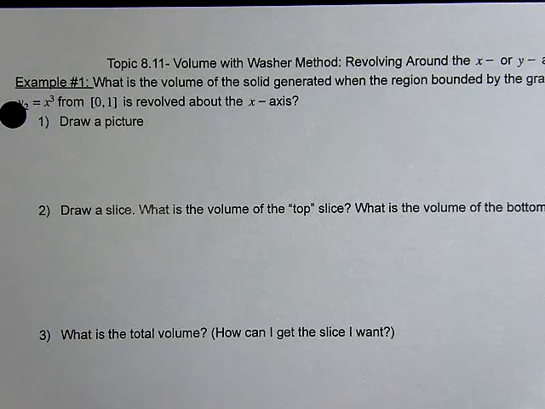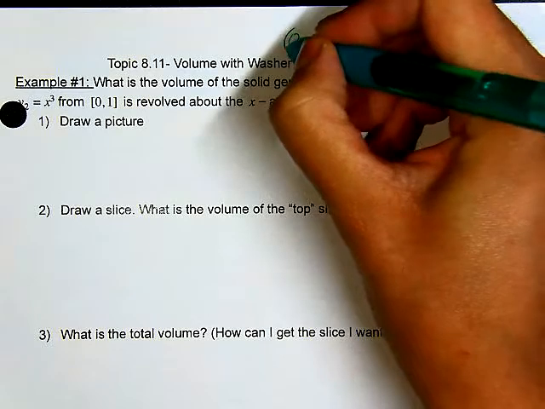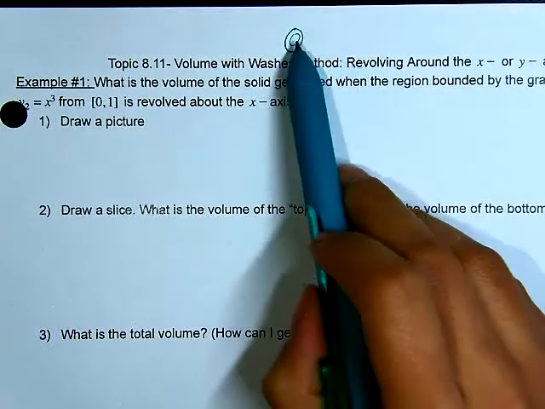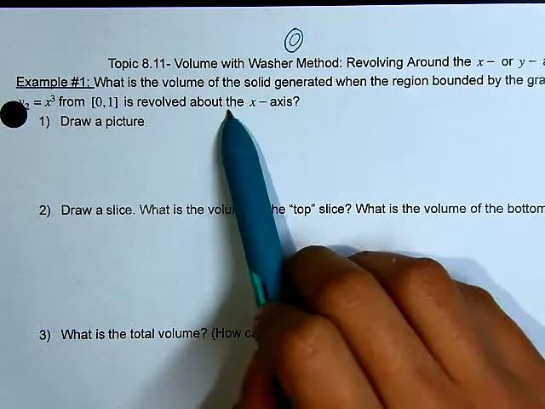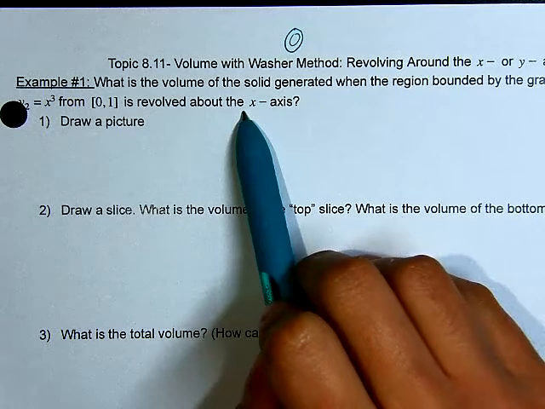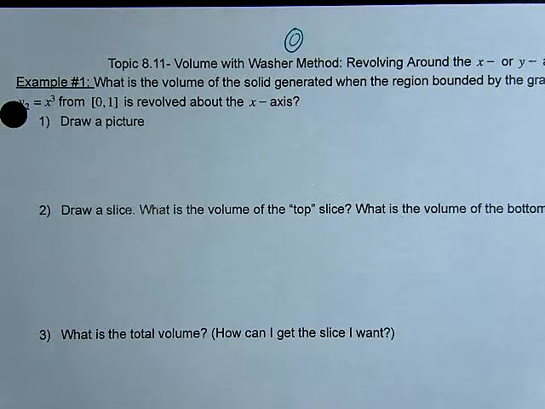A washer is an object that has a hole in the middle. So you can guess what we're about to do here. We are going to create 3D objects that are not completely solid. They have some sort of hole or gap in them.